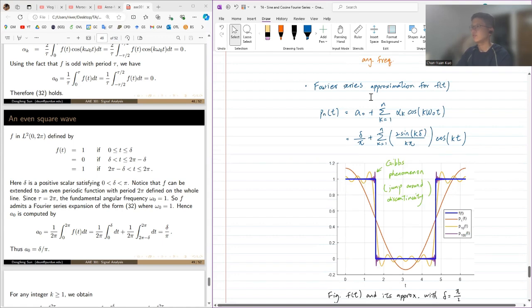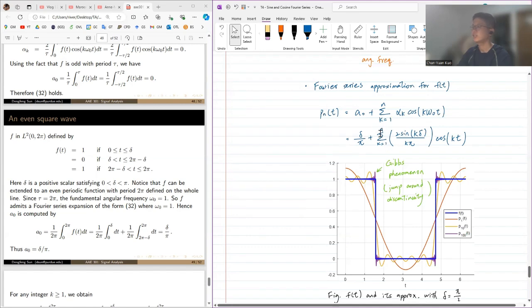Now that we have obtained the Fourier series representation for the function, let's look at the Fourier series approximation for the function. So the Fourier series approximation for this function is given by P_n(t), and it's equal to A naught plus the summation of alpha k times cosine of k omega naught t, and k is from 1 to n. And now we substitute the values of the coefficients into this expression, and we will get P_n(t) equals delta over pi plus the summation of 2 times sine of k delta over k pi times cosine of kt, and k is from 1 to n.